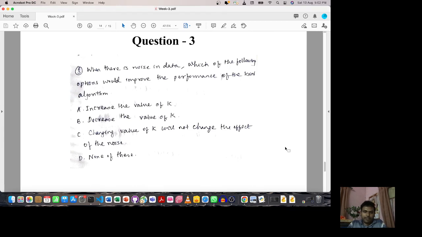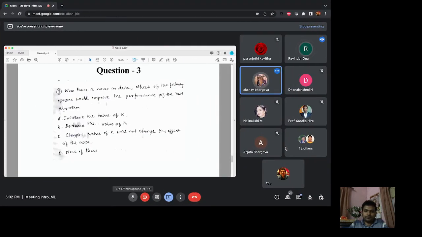Finally, the last point is question 3. When there is noise in data, which of the following options would improve the performance of the KNN algorithm? So what should you do? The K in KNN is the number of nearest neighbors that you should take. When there is noise in the data, should you increase or decrease the value of K, or whatever you do won't change your answer? What should you do? Increase the value of K.